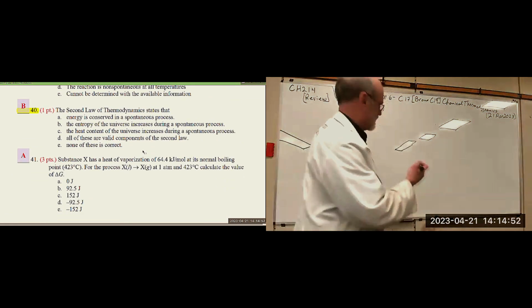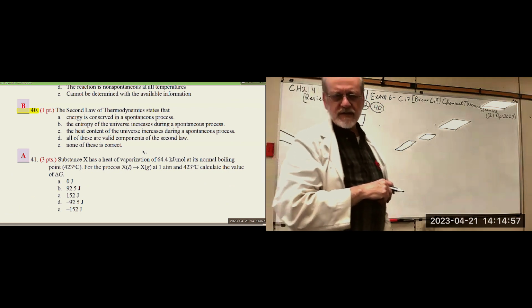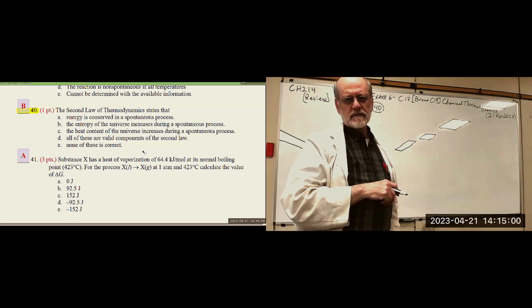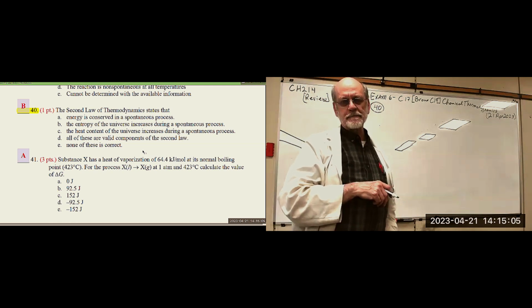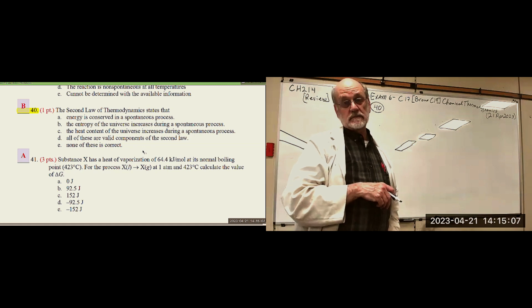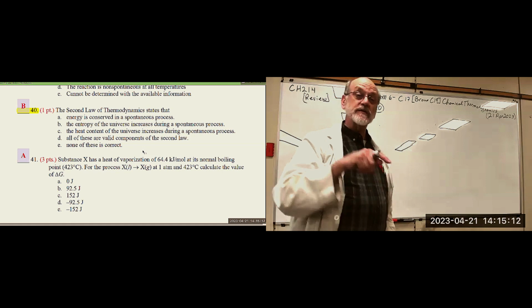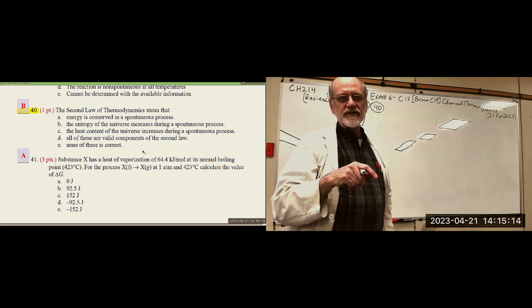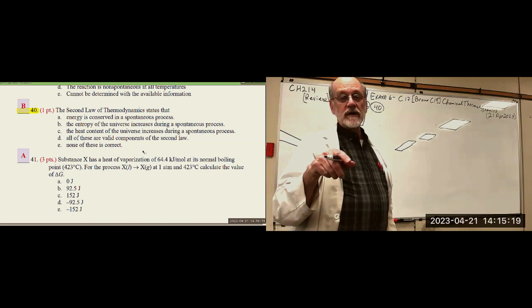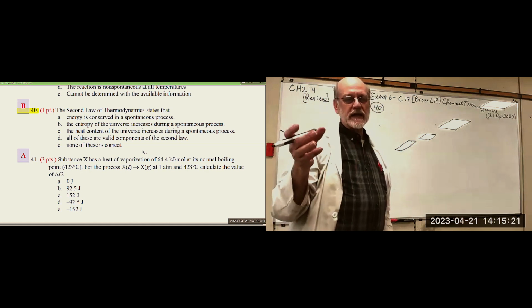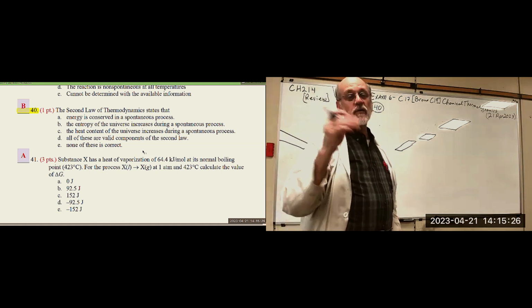Here we go. How about 40? Second law of thermodynamics states that the entropy of the universe increases during a spontaneous process. Yeah, that's good. Energy is conserved. No, energy conserved, that's the first law. C, the heat content of the universe increases during a spontaneous process. No, heat is another way of saying energy. So the energy is constant throughout the universe. Can't be, right? So B is the right answer.